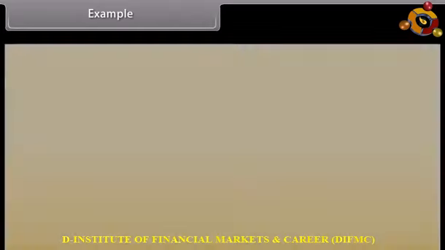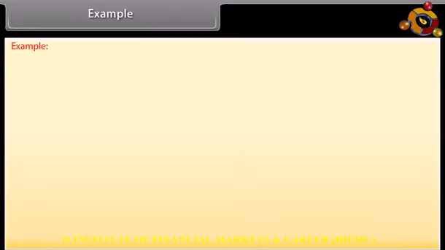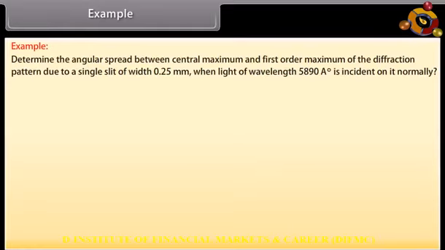Example. Let's take an example on the diffraction pattern due to a single slit. Determine the angular spread between the central maximum and first order maximum of the diffraction pattern due to a single slit of width 0.25 mm when light of wavelength 5890 Angstrom is incident on it normally.